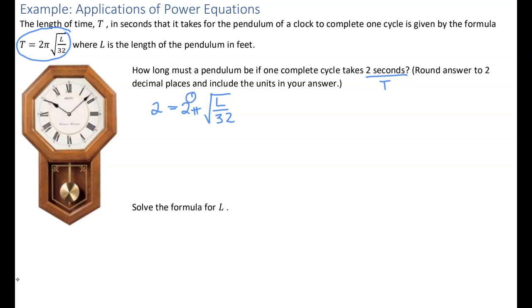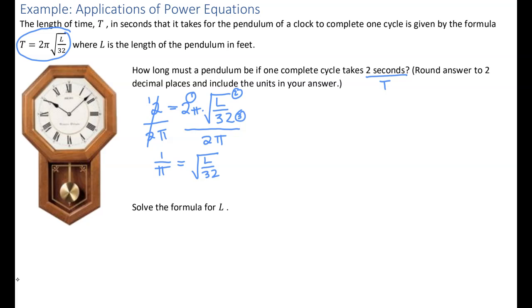So the first thing we're going to get rid of is the 2 pi, and then we'll get rid of the square root, and then we'll get rid of the 32. That 2 pi is attached by multiplication, so we remove it with division. And I will simplify just a little there because it's an easy one. I can cancel a 2 out, and I'll get 1 over pi equals the square root of L over 32. And now I'm ready to remove the square root.